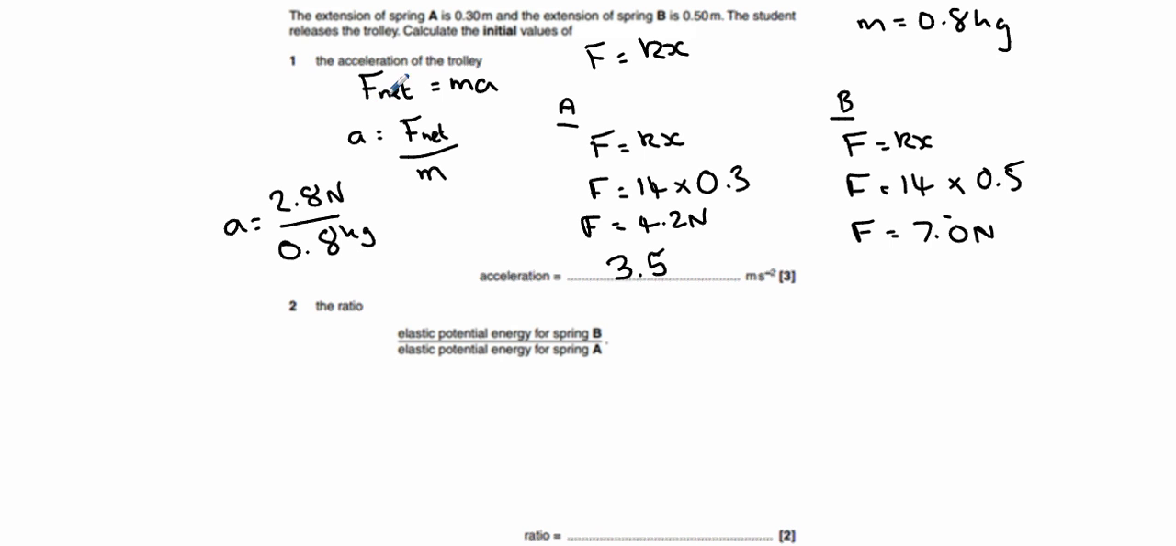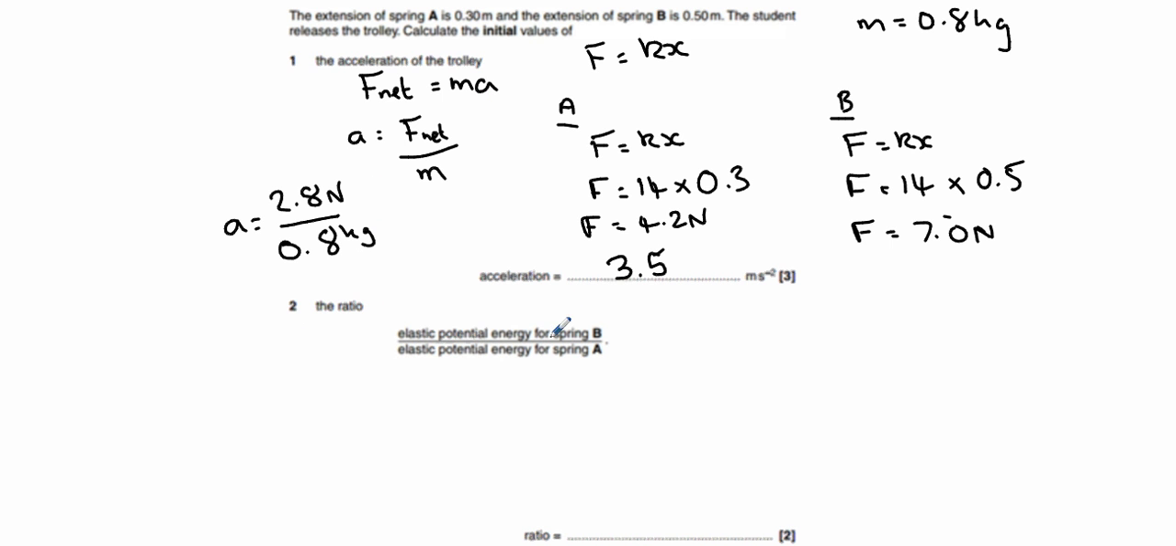So the key thing here is F equals ma, but I always write the net, because it must be the net force that goes into here. You can't just put any force that acts on an object. It must be the overall net force that goes into here. So let's see part 2.